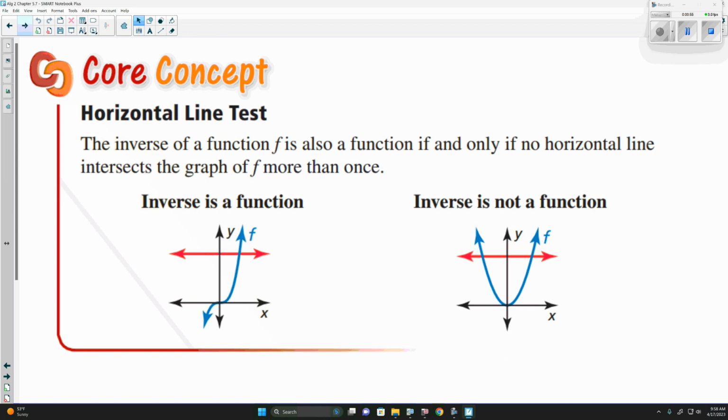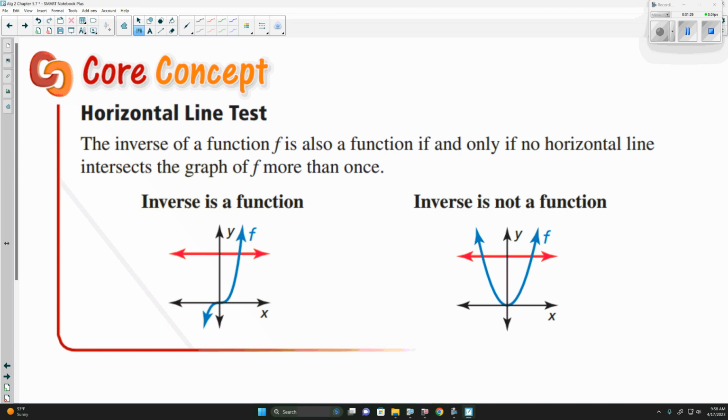Now for those where the graph crosses in more than one place, we can still have an inverse for it, and it'd be a function, except we have to apply a restriction to the original function. Essentially, we have to remove this half of the graph, and then we can say it does have an inverse because it doesn't cross in more than one place.